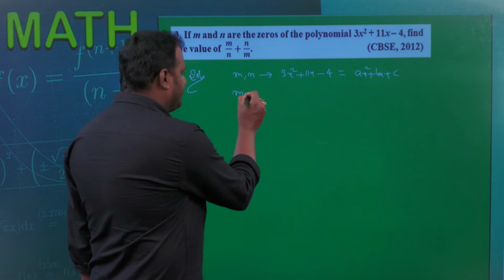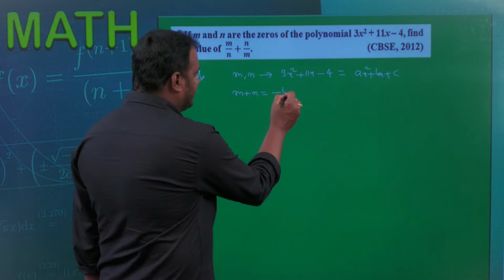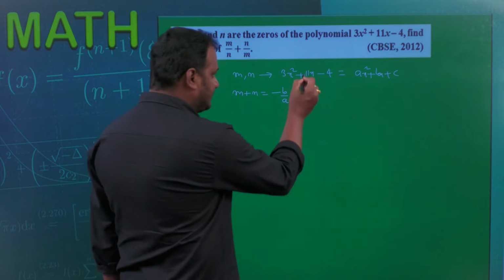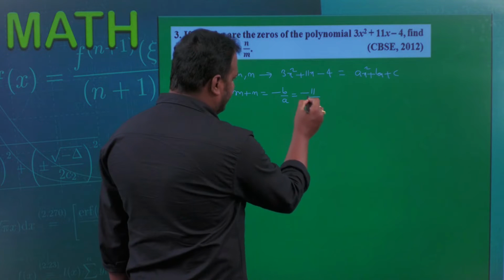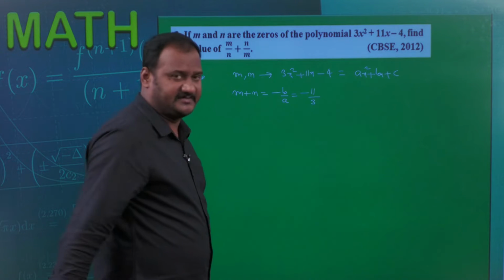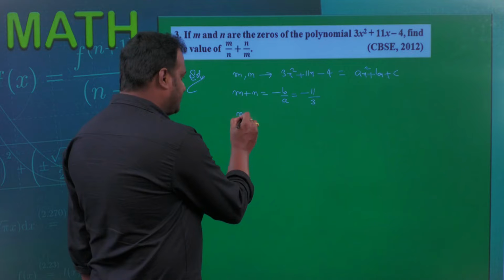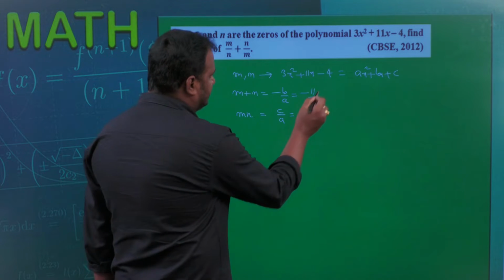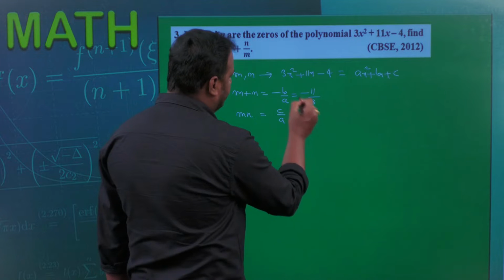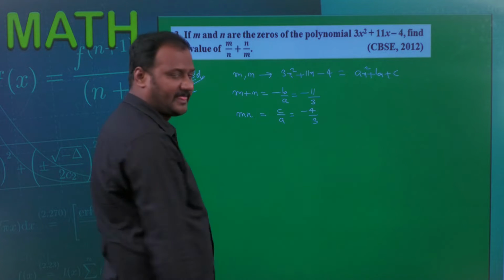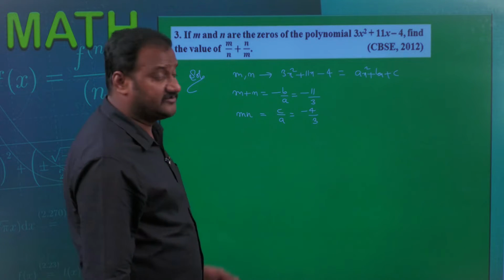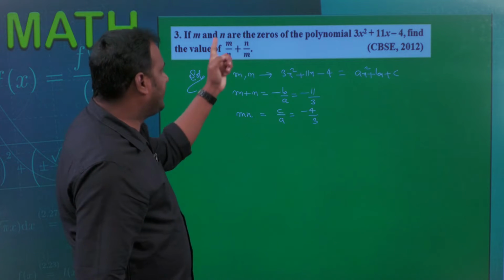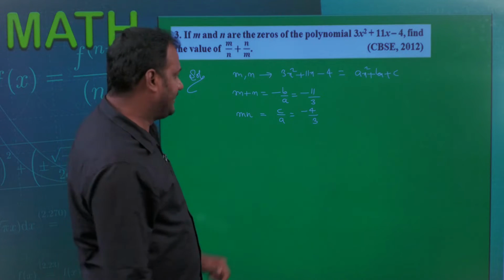So m plus n is equal to minus b by a, which is minus 11 divided by 3. That is minus b by a, and the product of zeros, m into n, is equal to c by a, where c is minus 4, divided by a equal to 3. After finding the values of m plus n and m into n, what do you want? You need to find the value of m by n plus n by m.